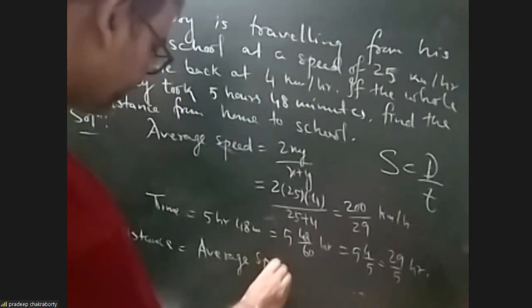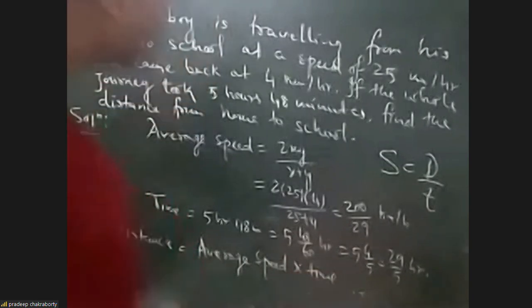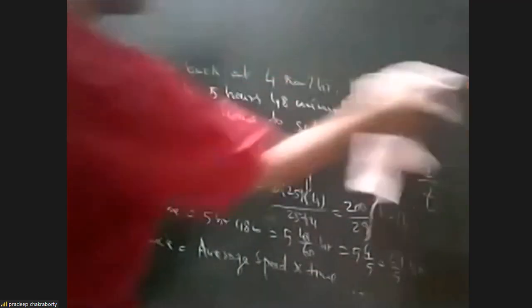Now the distance. Distance will be average speed into time. So the average speed is 200 by 29, and the time is 29 by 5. Ultimately the 29s cancel, and 5 into 40 gives 200 divided by 5, so it will be 40 kilometers. So the total distance is 40 kilometers.